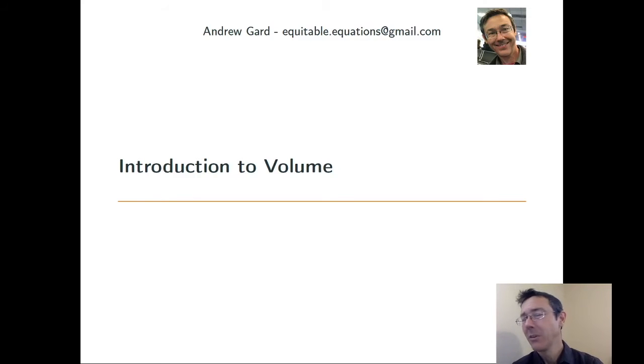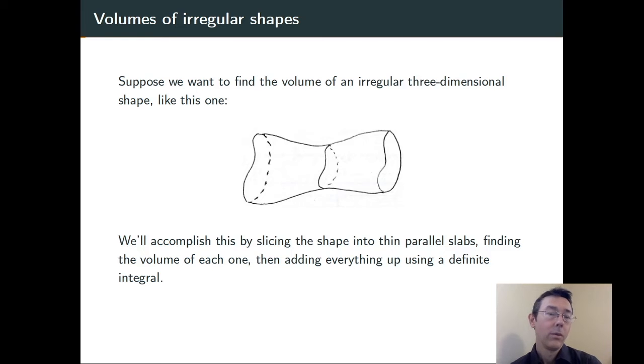Hey everybody, today we're getting started on volume from the calculus perspective. So we have a few volume formulas, things like pyramids and cones and so on, but there are many shapes in the universe whose volume we might want to know. I drew one. Suppose we want to find the volume of some irregular shape like this.